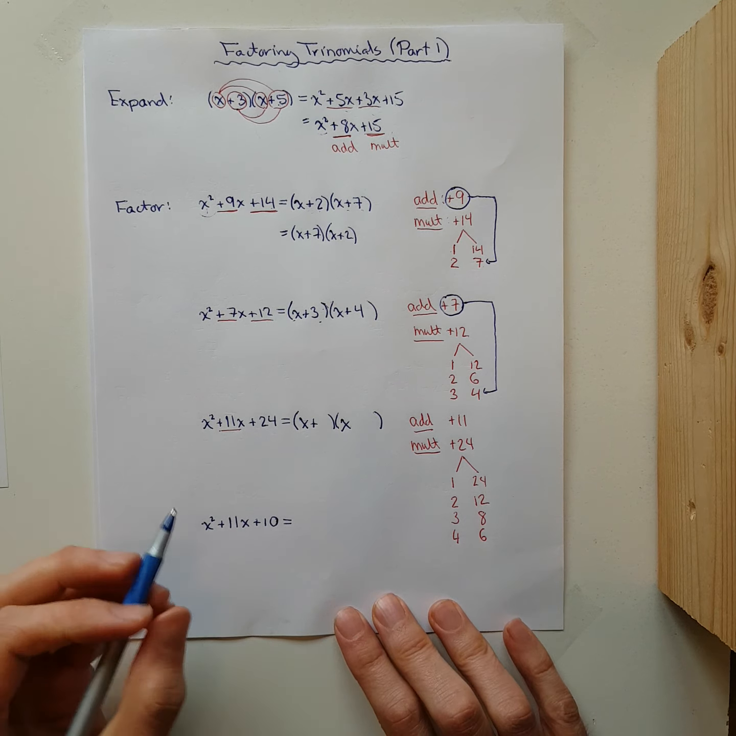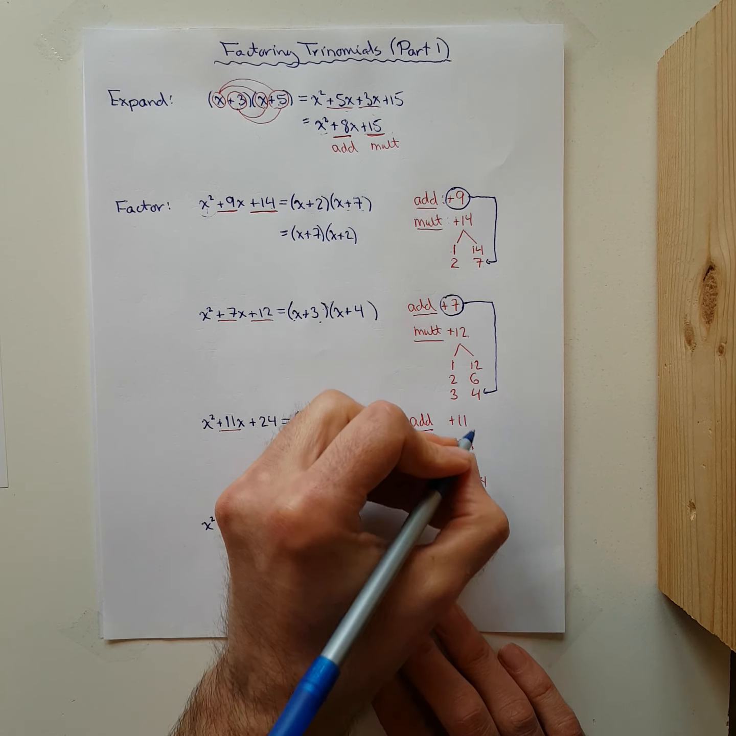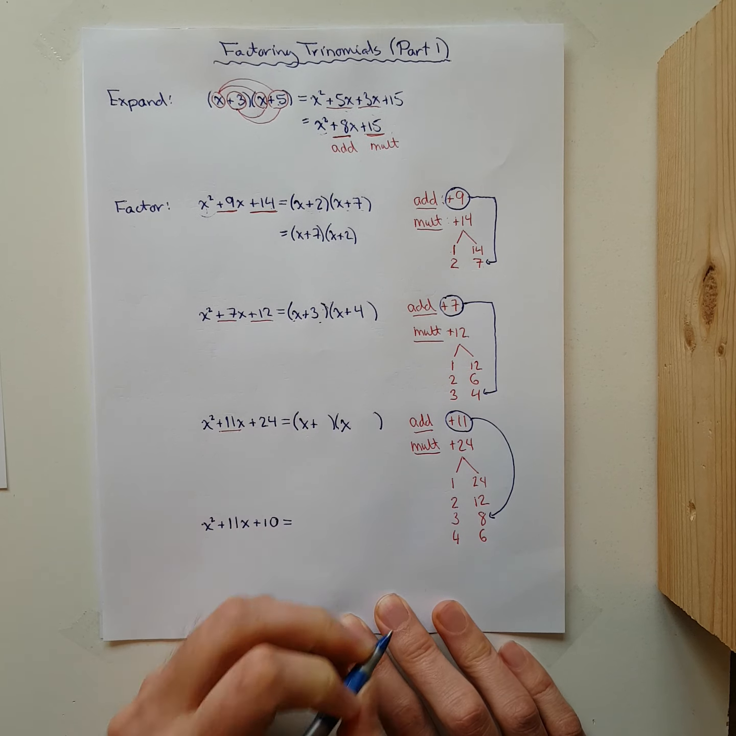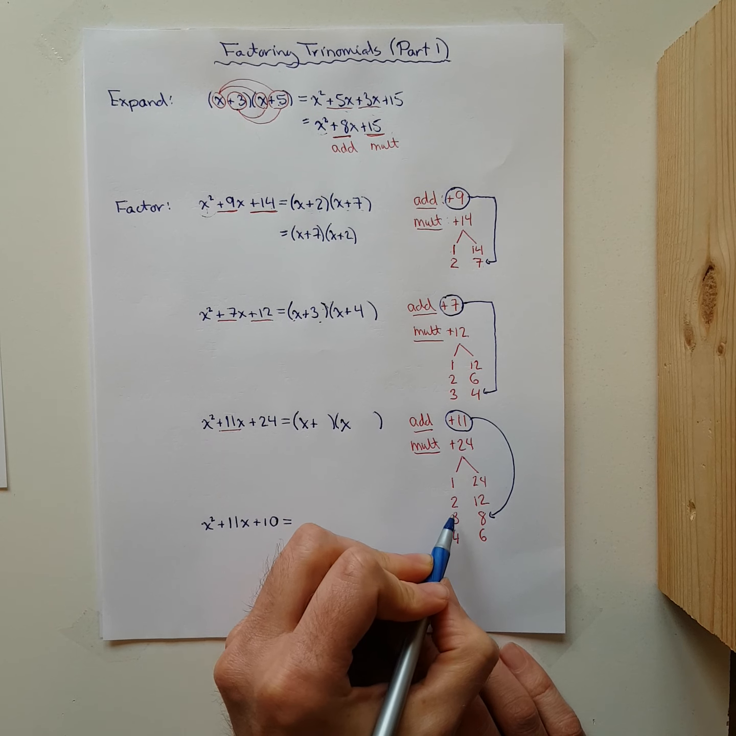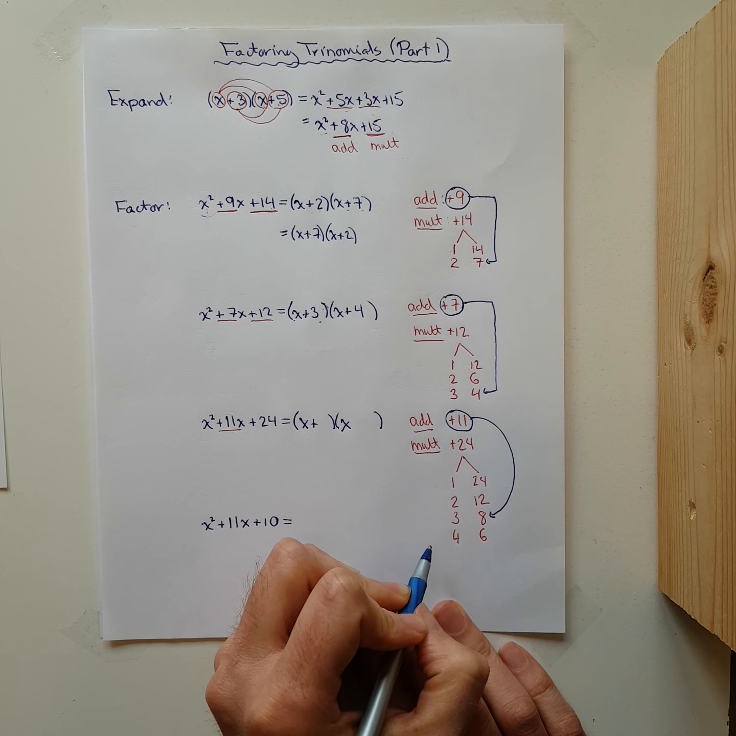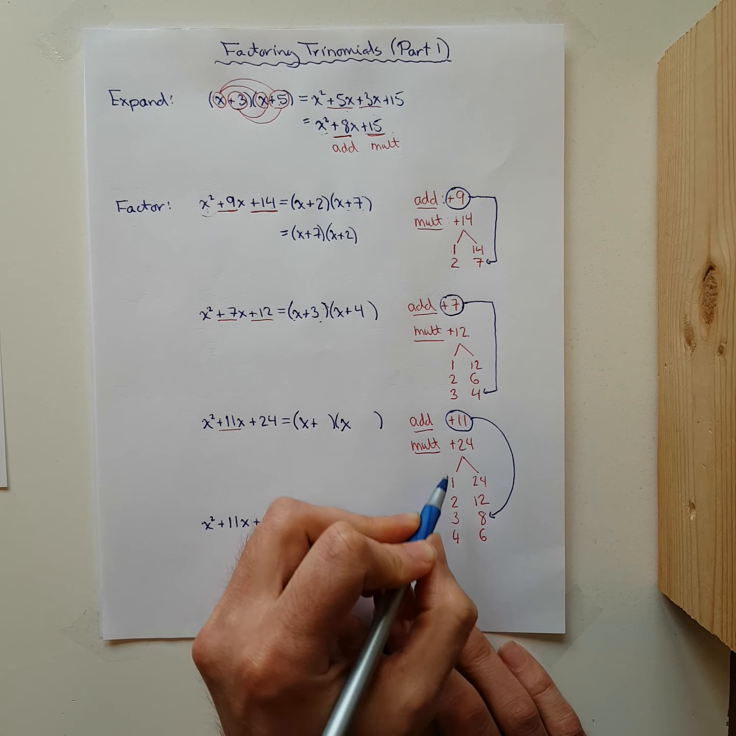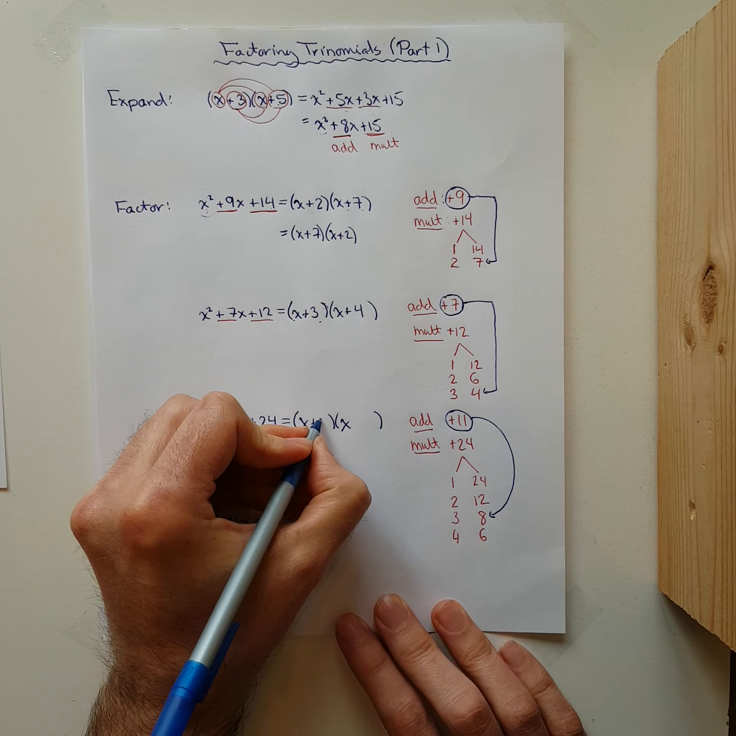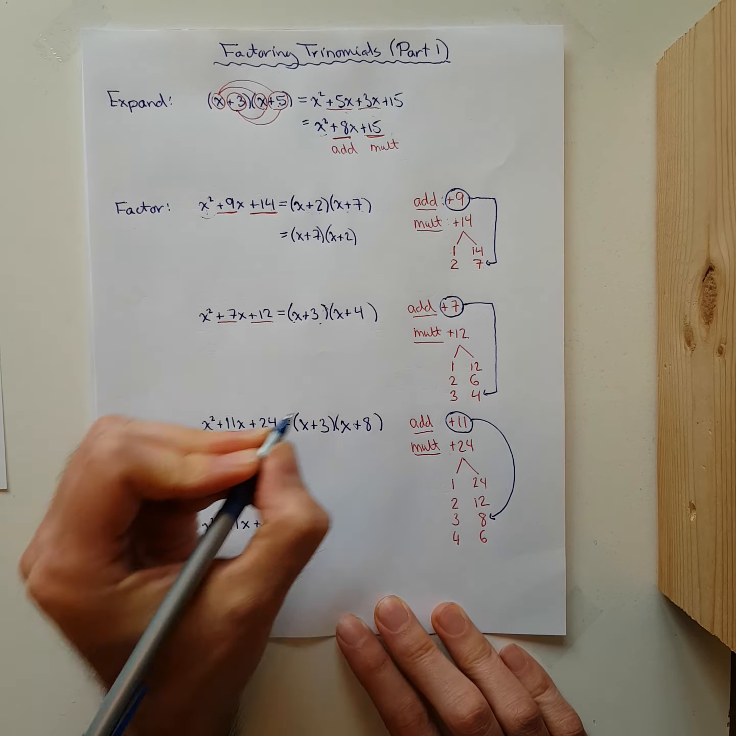As we do this then, I'm looking for, well, which one of these pairs will then add to 11? Okay, and hopefully again, as we write out all these pairs, we see there is the pair that will also add to 11. First one adds to 25, doesn't work. This one adds to 14, doesn't work. This one adds to 10, doesn't work. Here's our pair of numbers that will do both things. It will add to 11 and it will also multiply to 24. So my answer here, x plus 3, x plus 8.